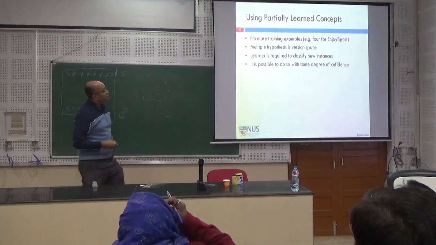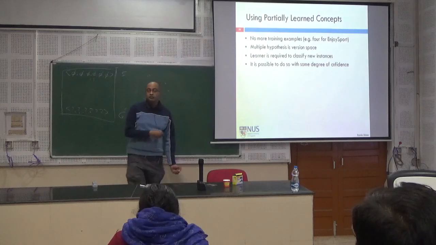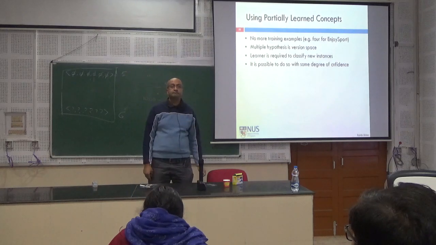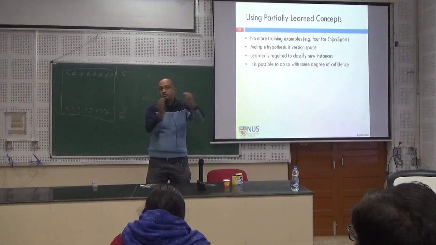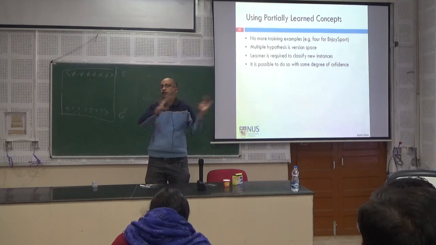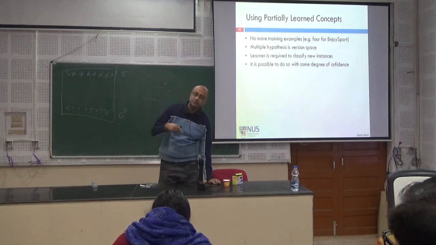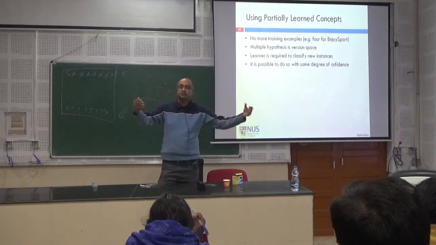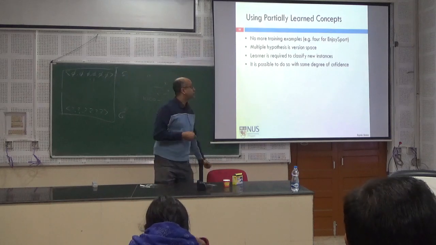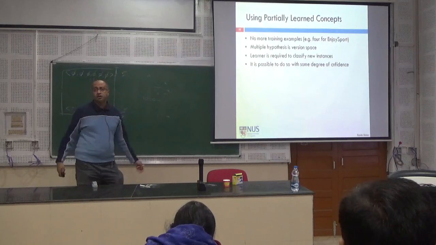Okay. Another thing is, how do we use partially learned concepts? For example, in the example that we did, we had only four training samples. So we haven't really converged to the real concept. We have a range of concepts. So I haven't learned it exactly. It's a partially learned thing. But can I still use it to classify things? Can I use it to really test things on? The answer is yes and no. Sometimes you will be able to, and sometimes you may not be able to. Sometimes it's possible to do with a certain degree of confidence.